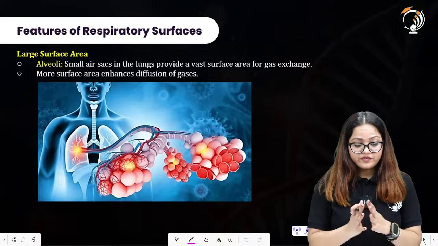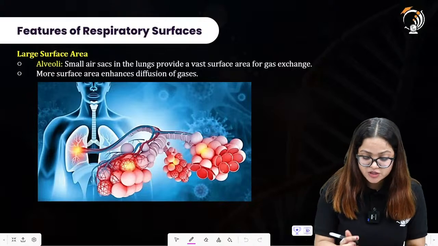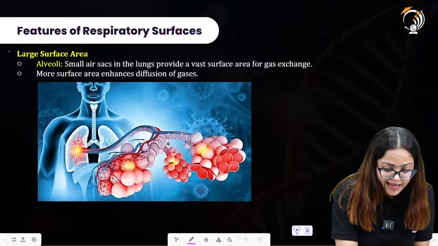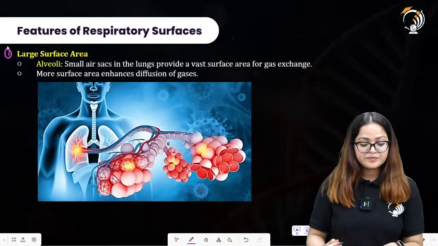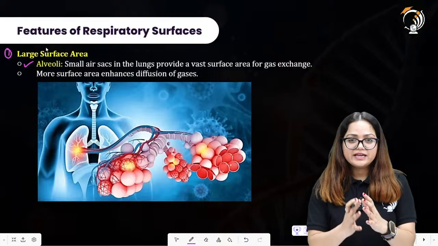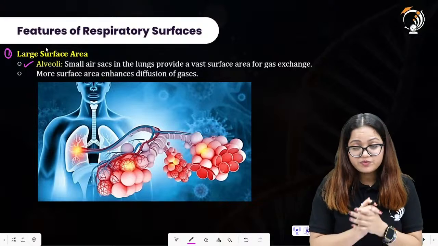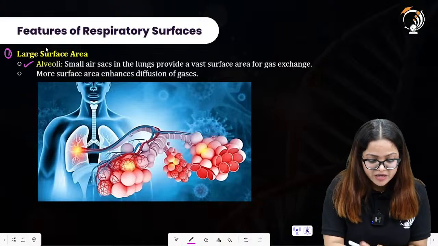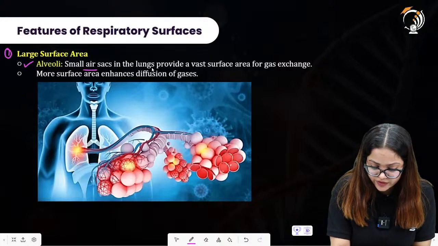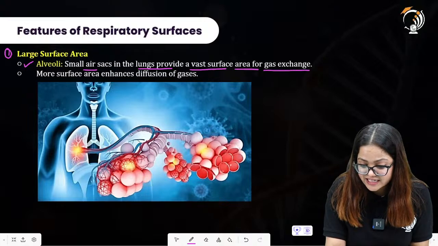So we have the features of respiratory surfaces, in which the first feature is that it has a large surface area. Now we have come across this word alveoli many times. Let's understand this more deeply so we don't forget it easily. Small sacs of air in lungs provide a vast surface area for gas exchange.